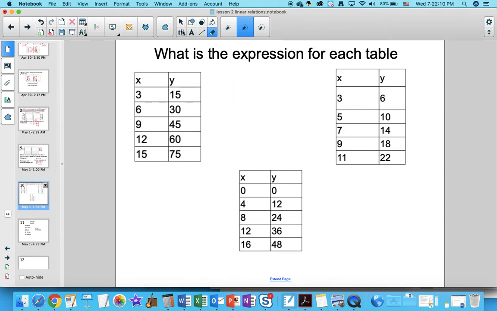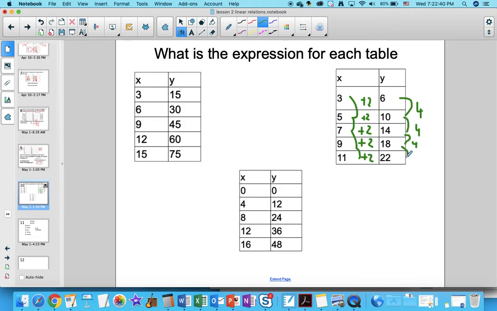Let's try this one. 3 goes to 5, 5 to 7, 7 to 9, 9 to 11. Okay, so I went up by 2, by 2, by 2, and by 2. Well, every time x is going up by 2, y is changing by 4, 4, 4, and 4. So what would the expression be? Y equals, right, what would the expression be?